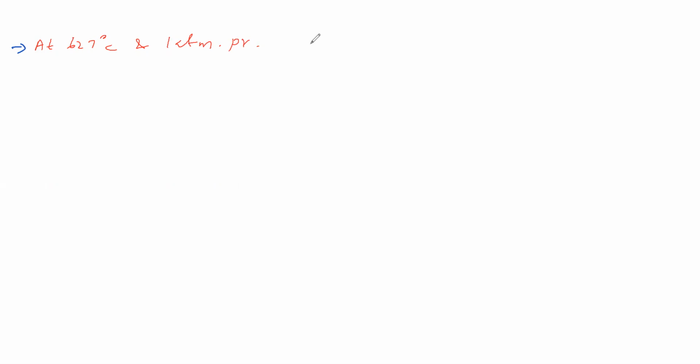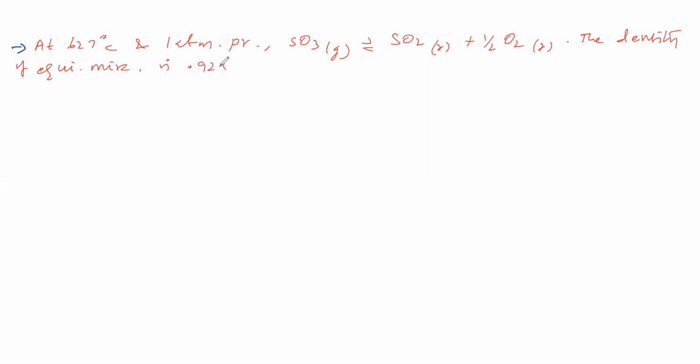SO3 is partially dissociated into SO2 and O2. The density of equilibrium mixture is 0.925 gram per liter. What is the degree of dissociation?